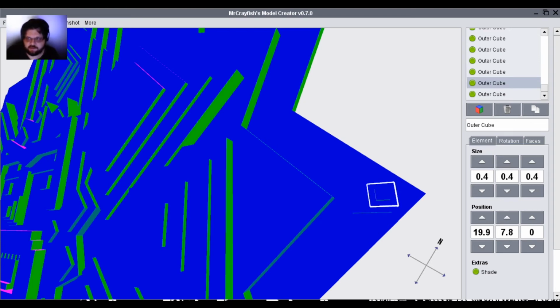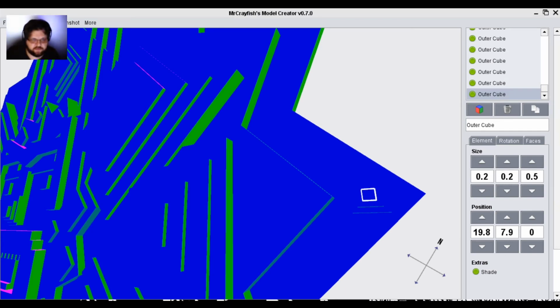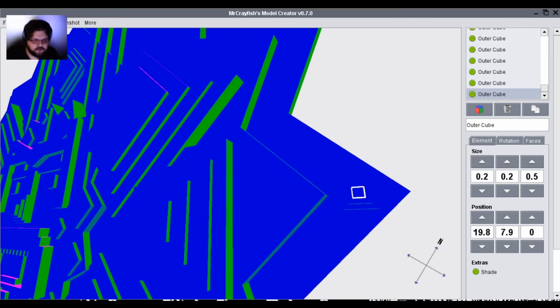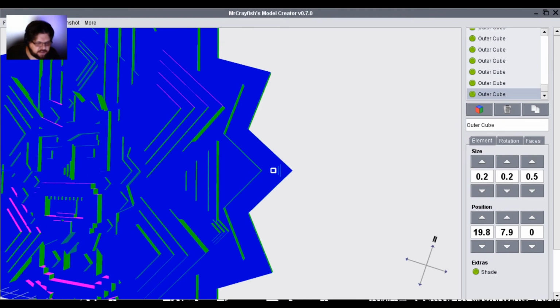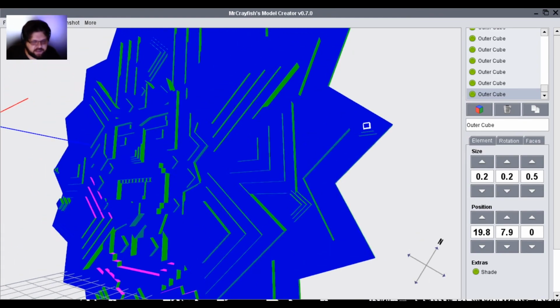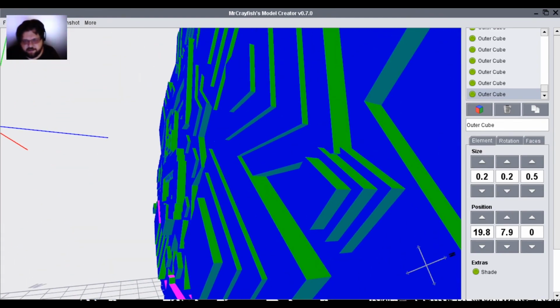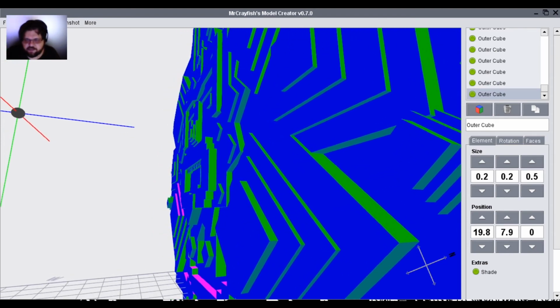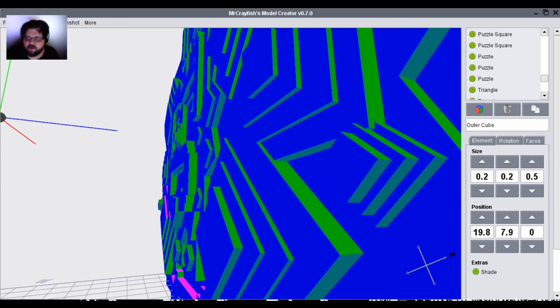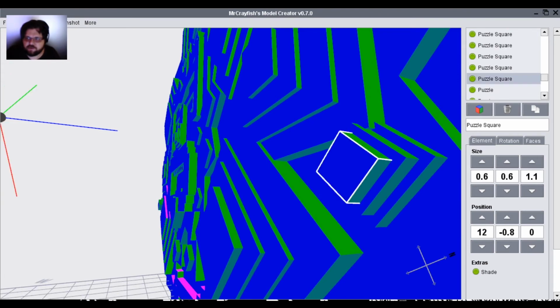6, 7, 8. And let's save. So with this weird loopy thing I did with the puzzle pieces, these diamonds here are getting cut into a smidge. Can I move them down? Puzzle square.